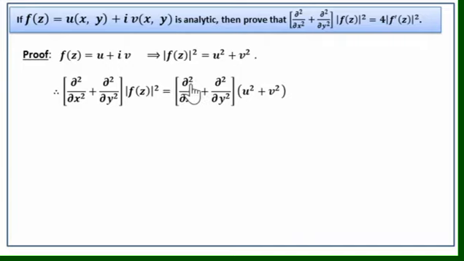We can write it as ∂²/∂x² of u² plus ∂²/∂x² of v² plus ∂²/∂y² of u² plus ∂²/∂y² of v². Then we will find these four second order partial derivatives, ∂²/∂x² of u², etc. Then substitute in this right hand side and simplify, and we'll try to get this right hand side.